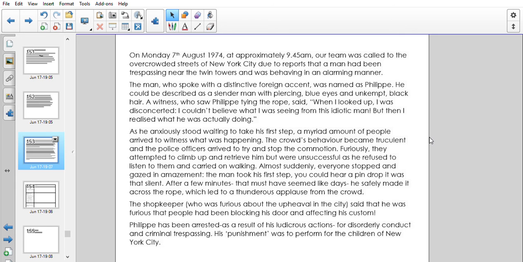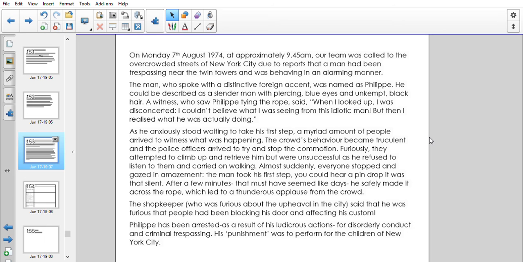As he anxiously stood waiting to take his first step, a myriad amount of people arrived to witness what was happening. The crowd's behaviour became truculent, and the police officers arrived to try and stop the commotion. Furiously, they attempted to climb up and retrieve him, but were unsuccessful as he refused to listen to them and carried on walking. Almost suddenly, everyone stopped and gazed in amazement. The man took his first step. You could hear a pin drop. It was that silent. After a few minutes that must have seemed like days, he safely made it across the rope, which led to a thunderous applause from the crowd.